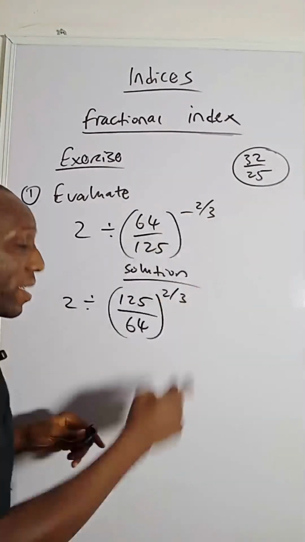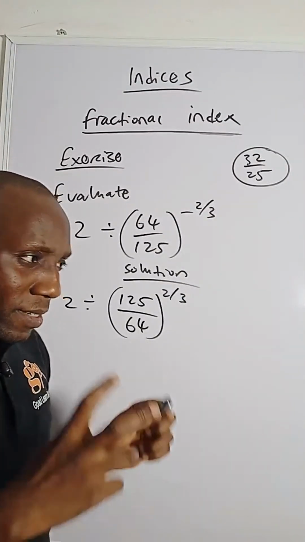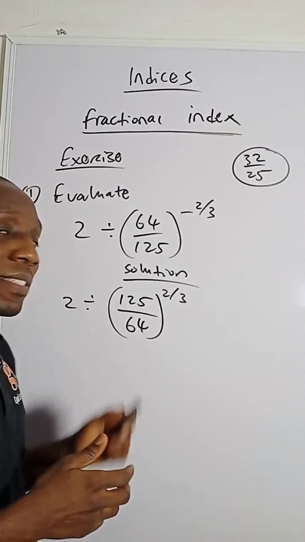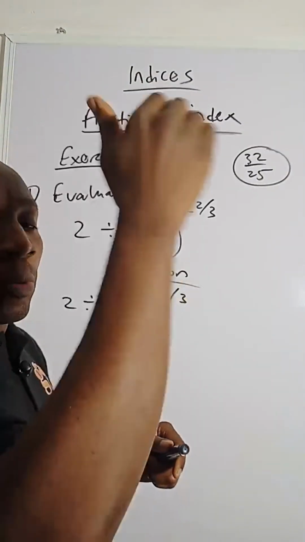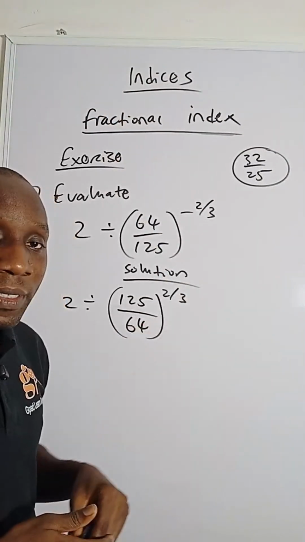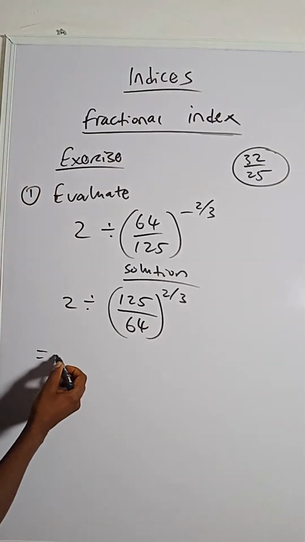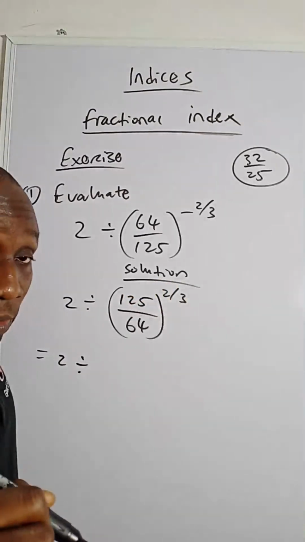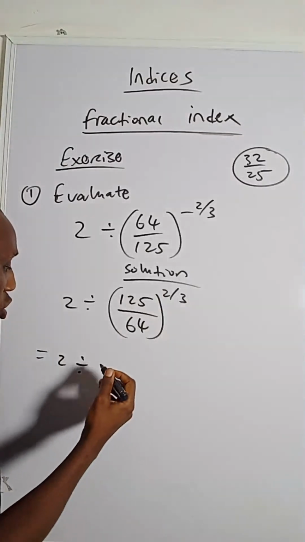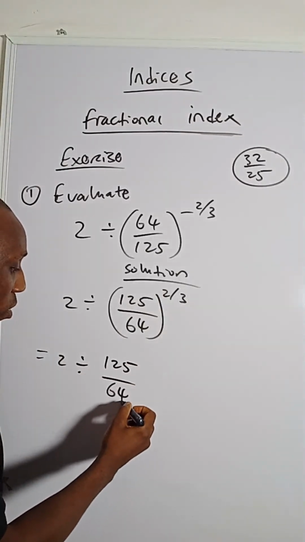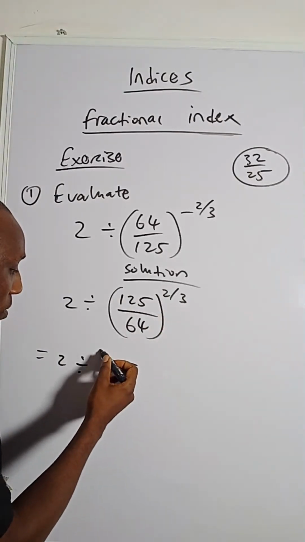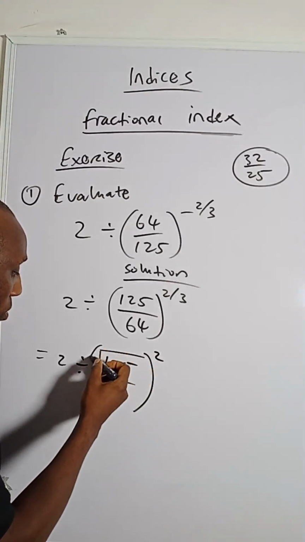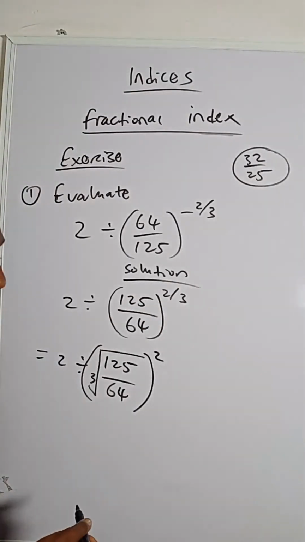Notice the negative sign has gone, but it did a little damage. What was down went up, what was up went down. You see how powerful the negative sign is. Now we have 2 divided by. Remember, in this fractional index, the denominator is the root, the numerator is the power. So it's 125 over 64, that's the cube root, and then all raised to the power of 2, because of this power 2 here.